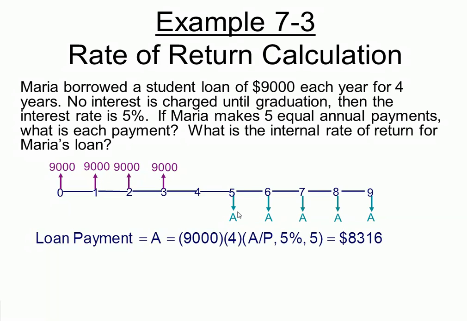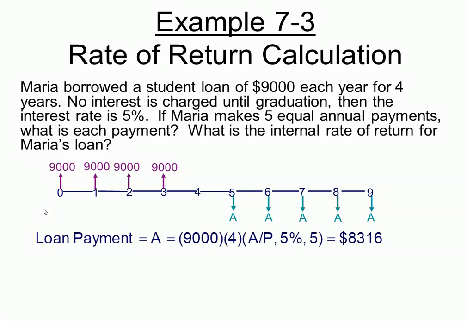So now that we found the amount of each payment, we want to answer the second question, and that means we want to find the rate of return for this loan. In this case, when we look at the rate of return, we don't have two different interest rates of 0 and 5. Instead, we want to find an unknown common interest rate from 0 to 9. So this rate of return means that we would have one single interest rate from 0 to 9. That's our rate of return.